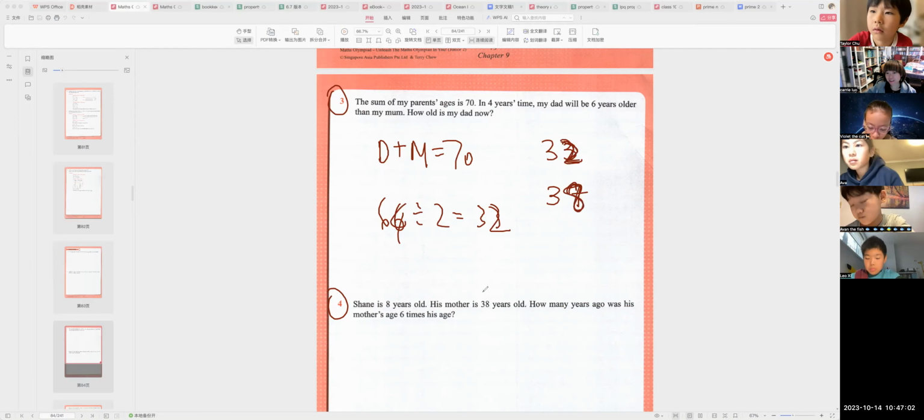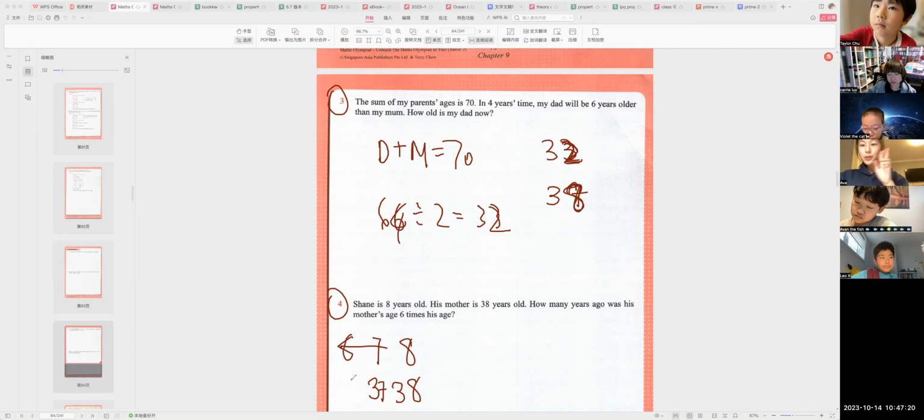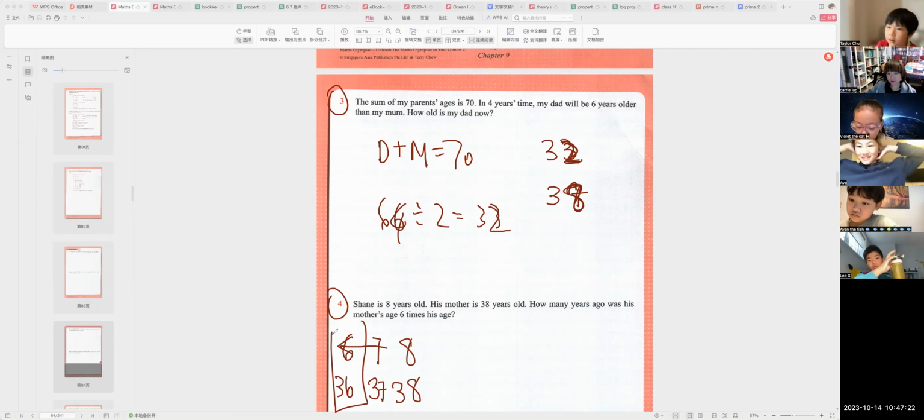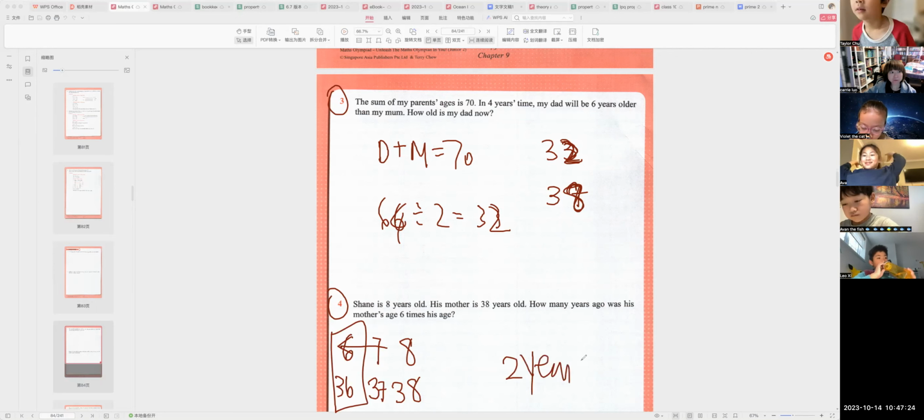32 and 38. Okay, Shane is 8 years old. His mother is 38 years old. How many years ago was his mother's age 6 times his age? 他现在8岁，他妈妈38岁，对不对？How many years ago? 他妈妈是6倍，那我们就往前推嘛。37, 36. Very good. So 2 years ago.